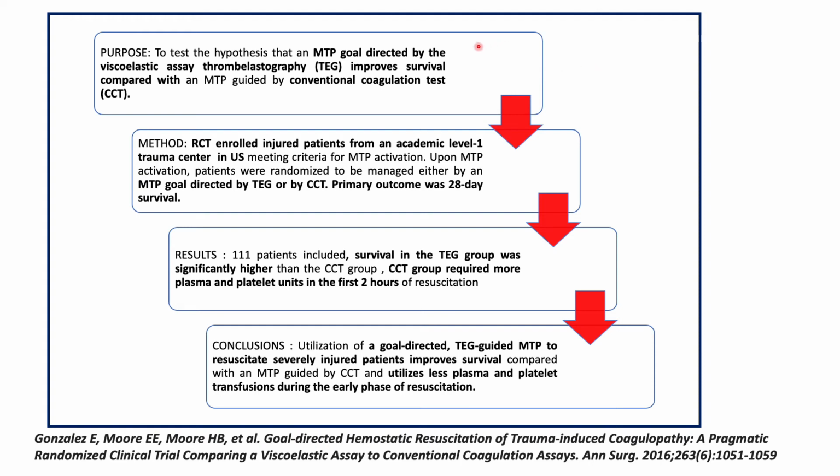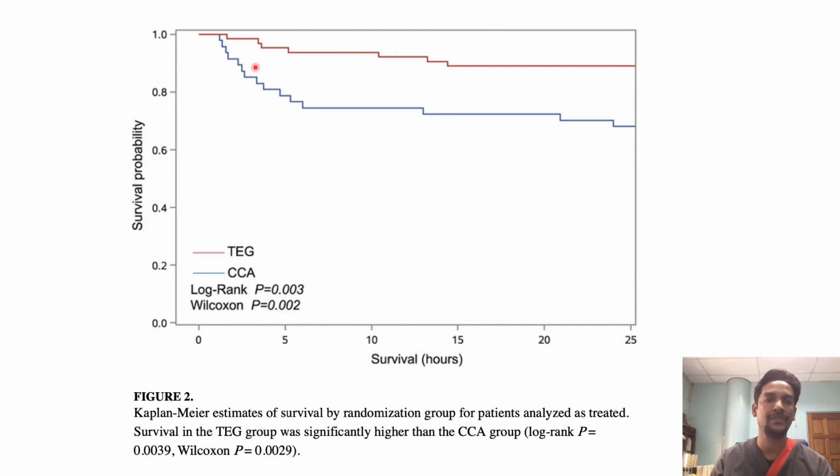In this study, MTP goal-directed by VHA was compared with MTP goal-directed with CCT. This was done in an academic level 1 trauma center in the US. Primary outcome was 28 days survival and it involved 111 patients. The results showed significant improvement in terms of survival in the VHA group when compared with the CCT group, and the CCT group was found to require more plasma and platelet units during the first 2 hours. The Kaplan-Meier curve shows significant benefit in terms of survival in the VHA group.